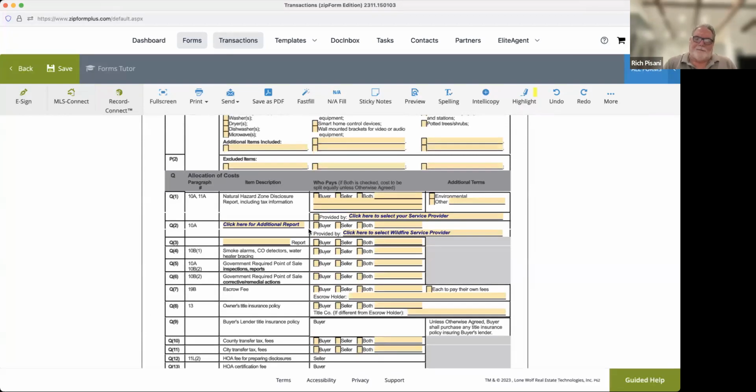Allocation of costs. Historically, the seller pays for the NHD report, and do an environmental. It's not that much more. It's like $20 more, and it gives the buyer a little more information. And remember, do a CRES NHD report. It helps all of these offices. Click here for an additional report.